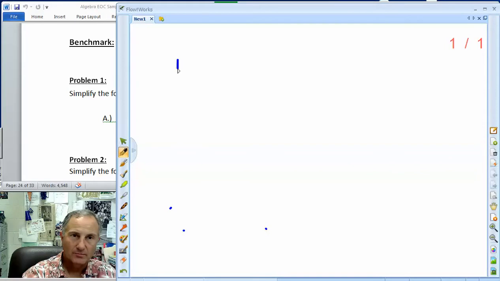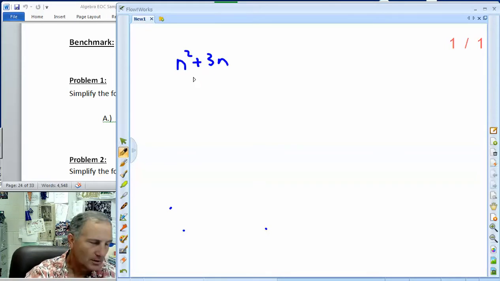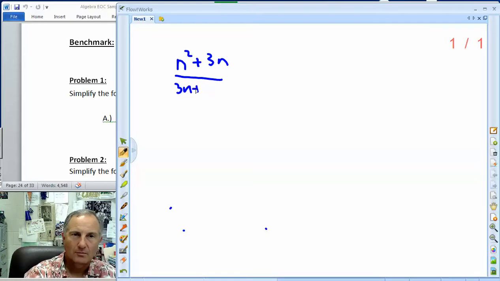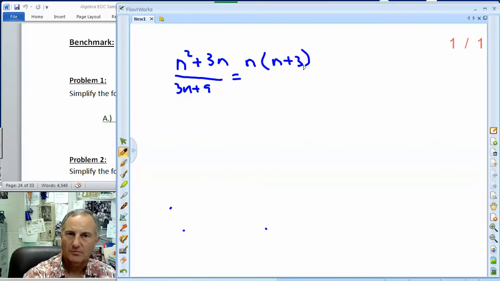So we got n squared plus 3n, and that's over 3n plus 9. Again, don't try to cancel that out. We got to factor here. We got a greatest common factor of n right here. We got n plus 3 here. We've already taken out greatest common factors before. Here we've got a 3. That's the only thing you can do to factor these guys.